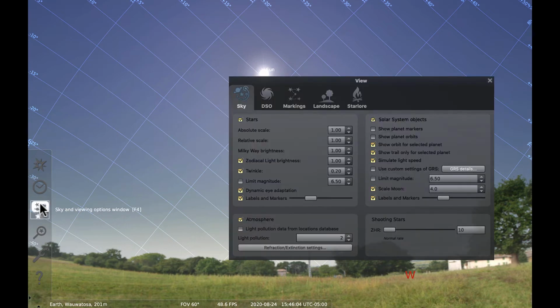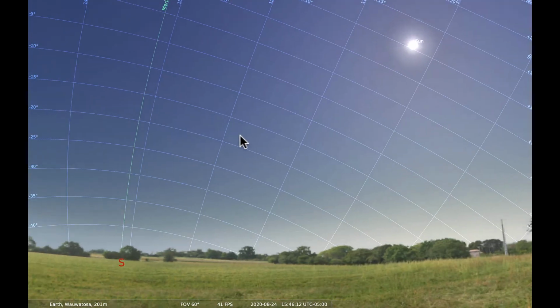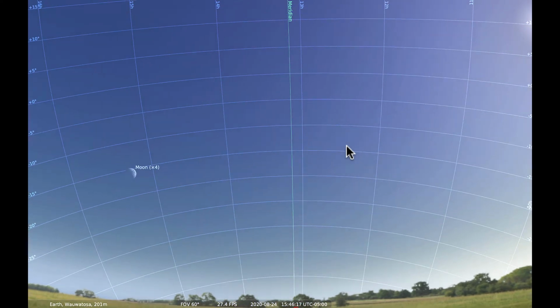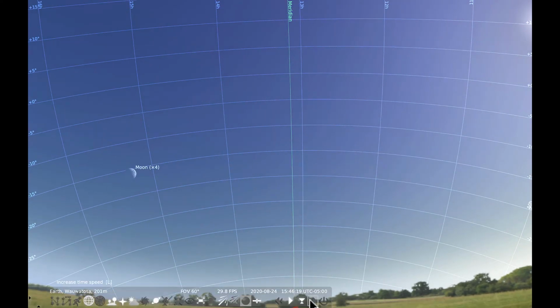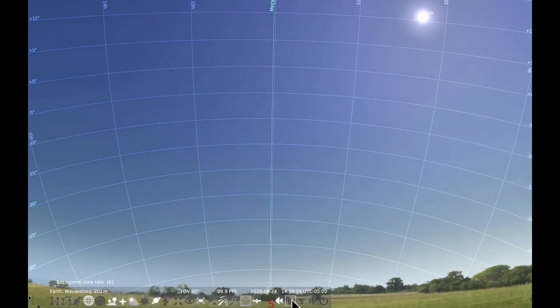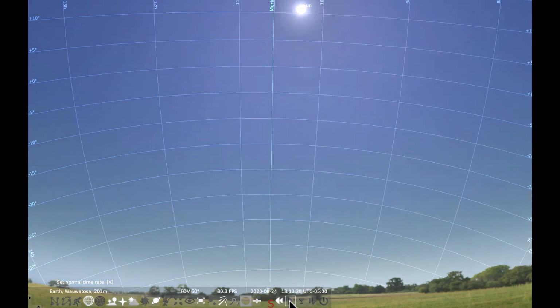So first, open up the sky and viewing options. Let's click on markings and look at the meridian line. Close that, and so when we look toward the south, this green vertical line here is our local meridian. And now I'm going to go back in time until the sun is passing that meridian, and I'll stop it right there.